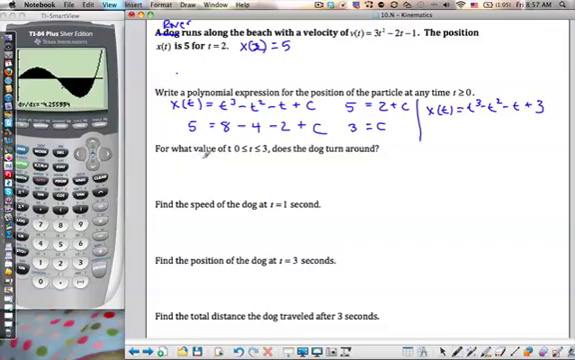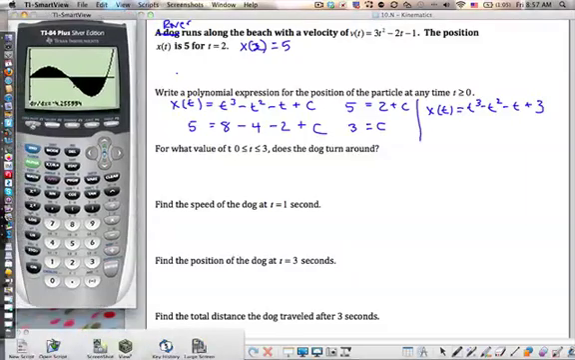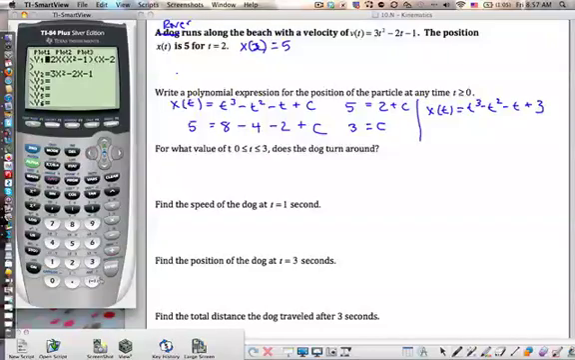Okay, so for what value of t from 0 to 3 does the dog turn around? So at what time? I should have written that there. So let's turn this graph off, because we're not talking about that one. We've got a new equation now. I have it down in here. So let's graph this function.